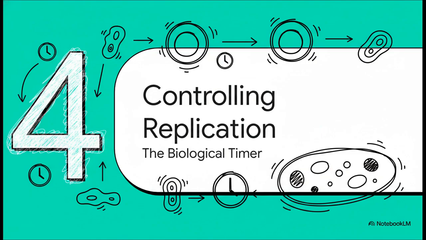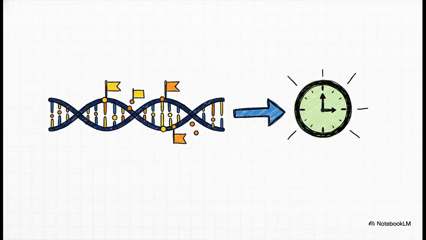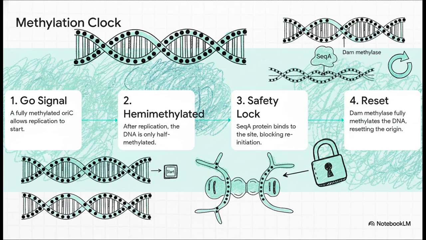Which brings us to Section 4. Controlling replication. How does the cell make sure it only copies its DNA once, and only once per cell division? Well, the answer lies in this really elegant biological timer. It's based on a chemical tag system called DNA methylation. Essentially, the cell marks its own DNA with these little methyl groups. And the status of those marks, right at the OriC origin, determines whether a new round of replication is even allowed to start.